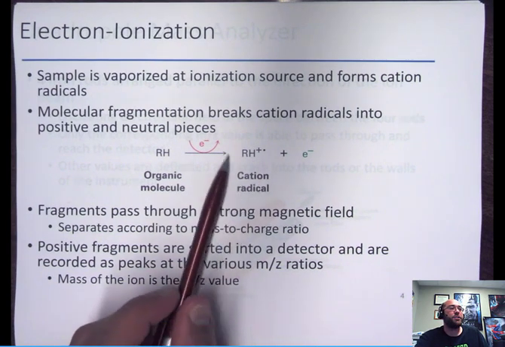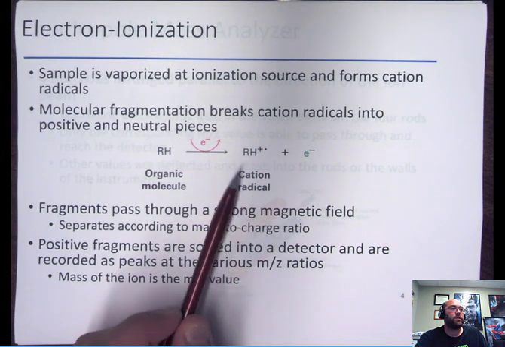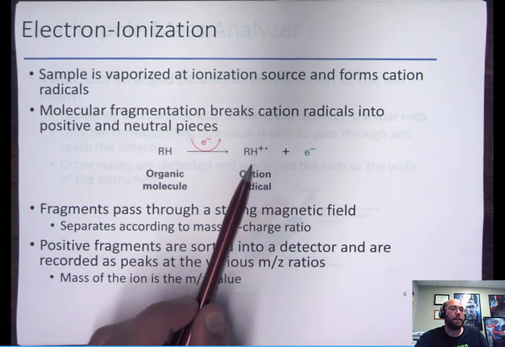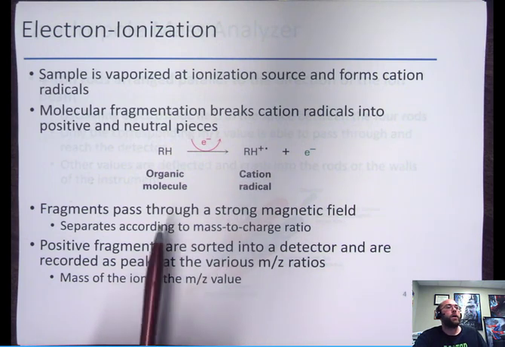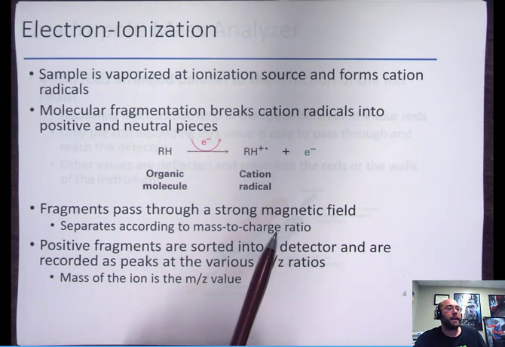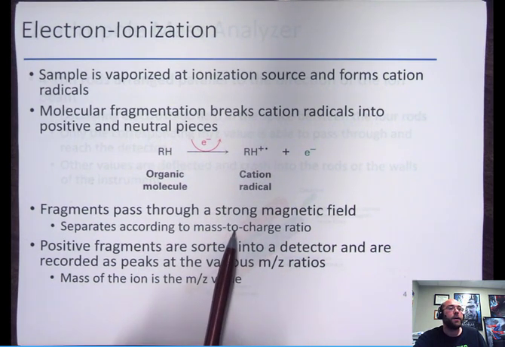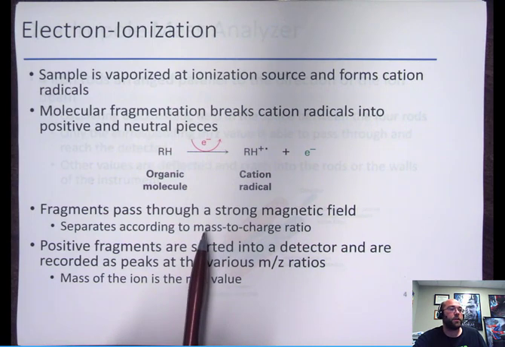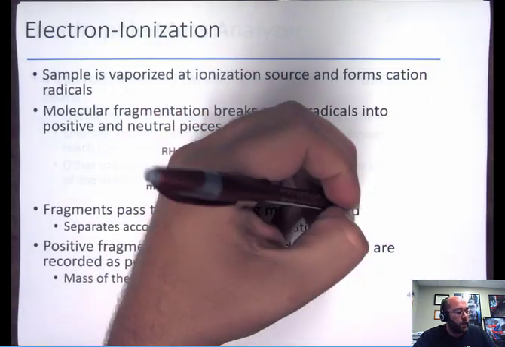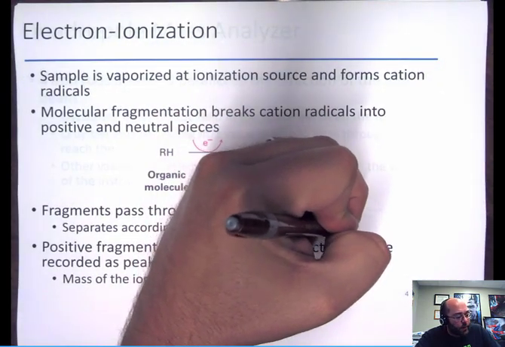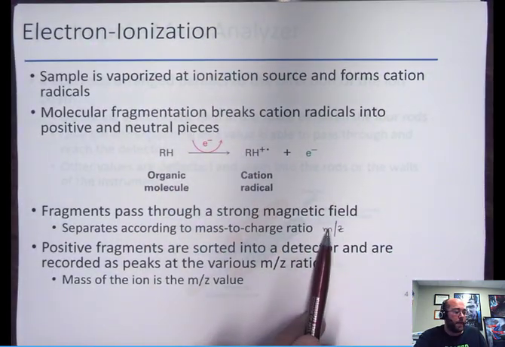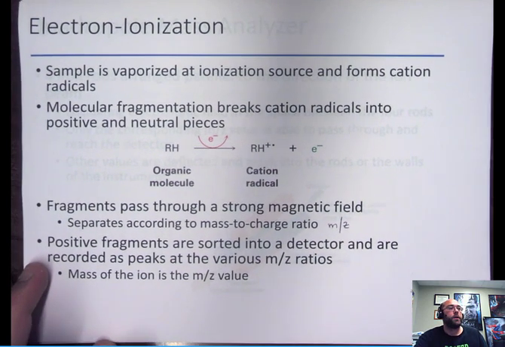And then as you create this cationic radical, it will start to rapidly break apart into a bunch of different pieces or fragments. Those fragments will pass through that magnetic field, and we will see the different fragments separated based off their mass and their charge, aka their mass to charge ratio. And so you're going to see it on the mass spectrum as m/z, mass to charge ratio.